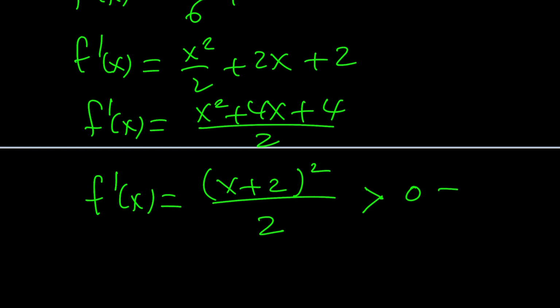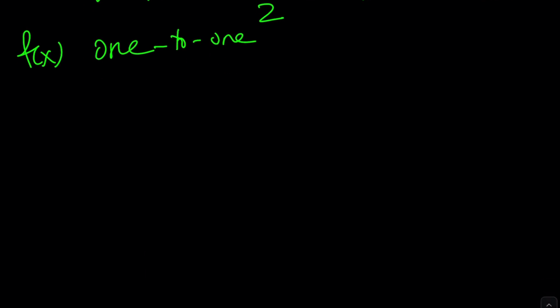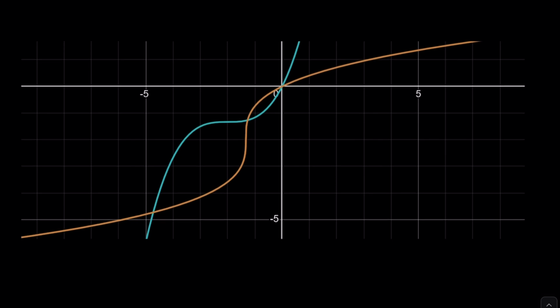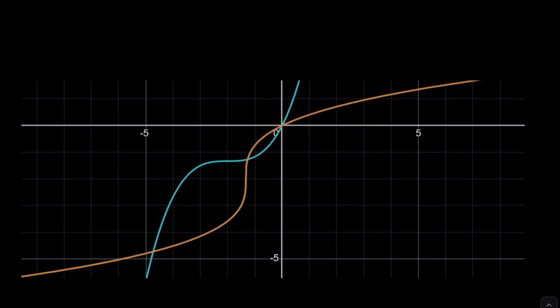That means our function is always increasing, which means it is 1-to-1. So f of x is a 1-to-1 function, which means it's going to continue to increase. Therefore, it's going to have a unique inverse. You don't believe that? Let me show you f of x and its inverse. Ta-da! Here we go. One of them is f of x. Can you tell which one? And the other one is the inverse. As you can see, these two graphs are symmetrical with respect to the diagonal y equals x, because that's what inverting does.